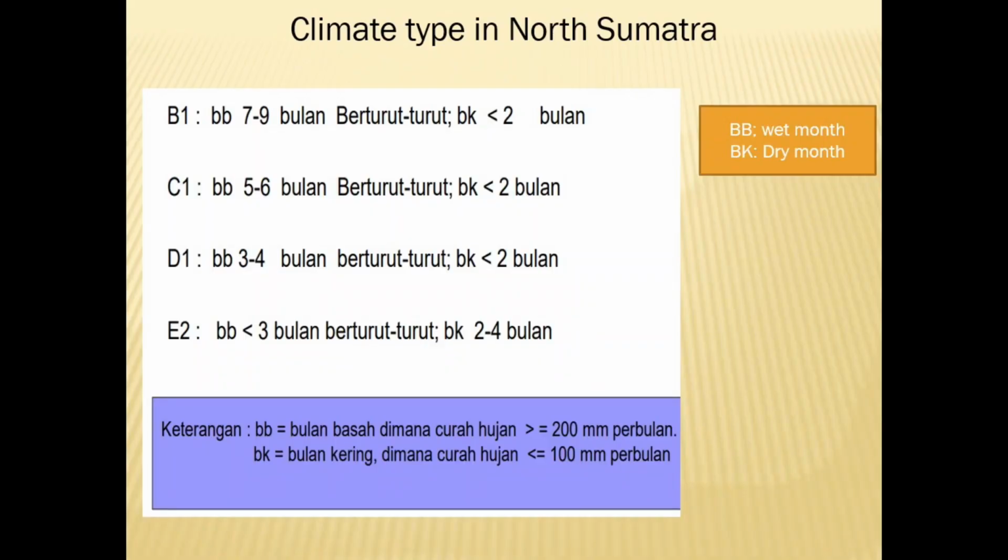We can conclude that the climatic conditions in North Sumatra are divided into 4, namely B1, C1, D1, and E2. B1, where the wet months are 7 to 9 consecutive months, while the dry months are less than 2 months. C1, wet months are 5 to 6 consecutive months, and the dry months are less than 2 months. D1, wet months are 3 to 4 consecutive months, the dry months are less than 2 months. And then E2, the wet months are less than 3 months and the dry months are 2 to 4 months.